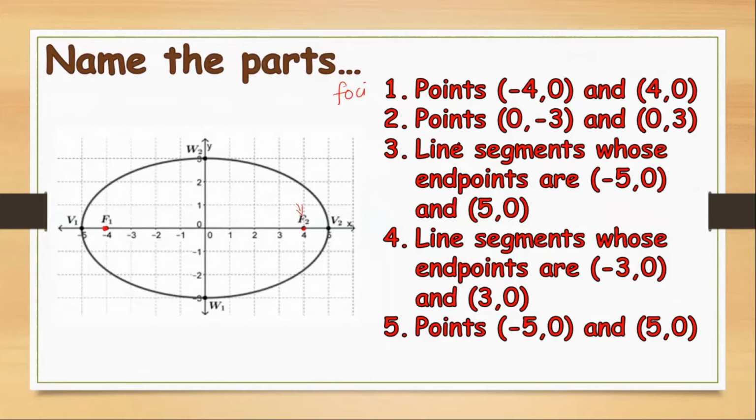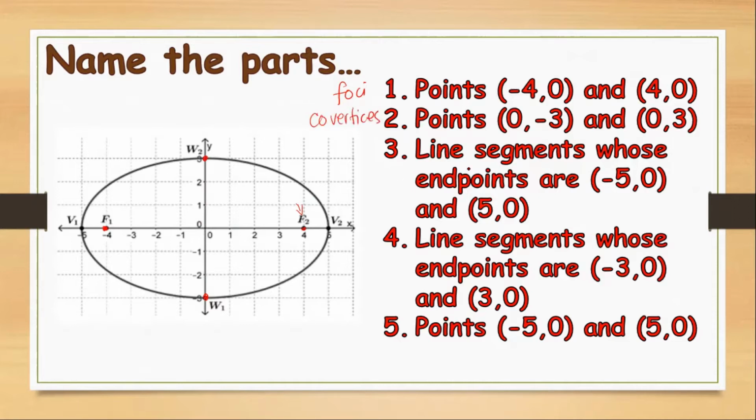Let's continue with number 2. Points (0, negative 3) and (0, 3). As you can see, these are found on the shorter length of the ellipse. So those are your co-vertices.